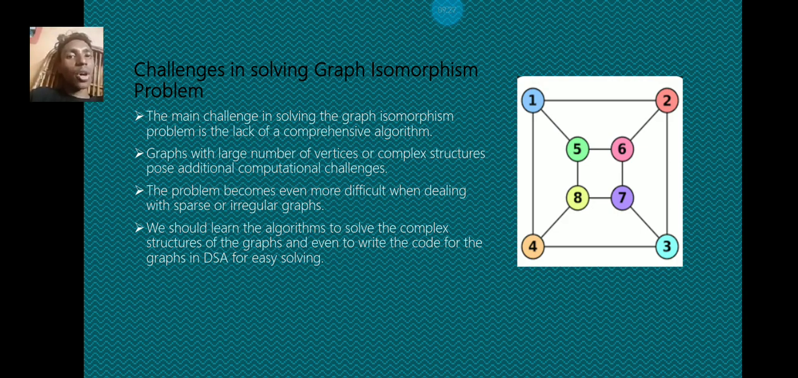Challenges in solving graph isomorphism problems. The main challenge in solving the graph isomorphism problem is the lack of a comprehensive algorithm. Graphs with a large number of vertices and complex structure pose additional computational challenges. The problem becomes even more difficult when dealing with sparse and irregular graphs. We should learn the algorithms to solve the complex structure of a graph and even write the code for graphs in DSA for easy solving.